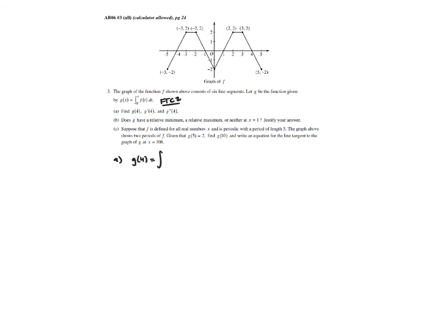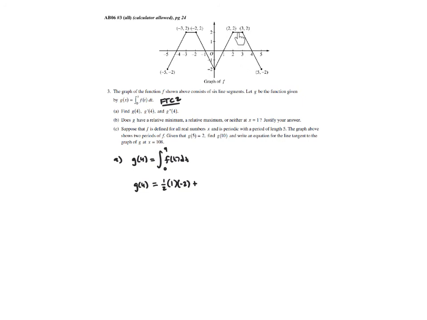g of 4 is going to be the integral from 0 to 4 of f of t dt. So I want the area under the curve from 0 to 4. We're going to look at these areas. It's going to be this little triangular space, which will be negative in area. So that little triangular space is going to equal 1/2 the base, which is a length of 1, times the height, which is a length of negative 2. Plus, then I'm going to find this trapezoidal space right here.